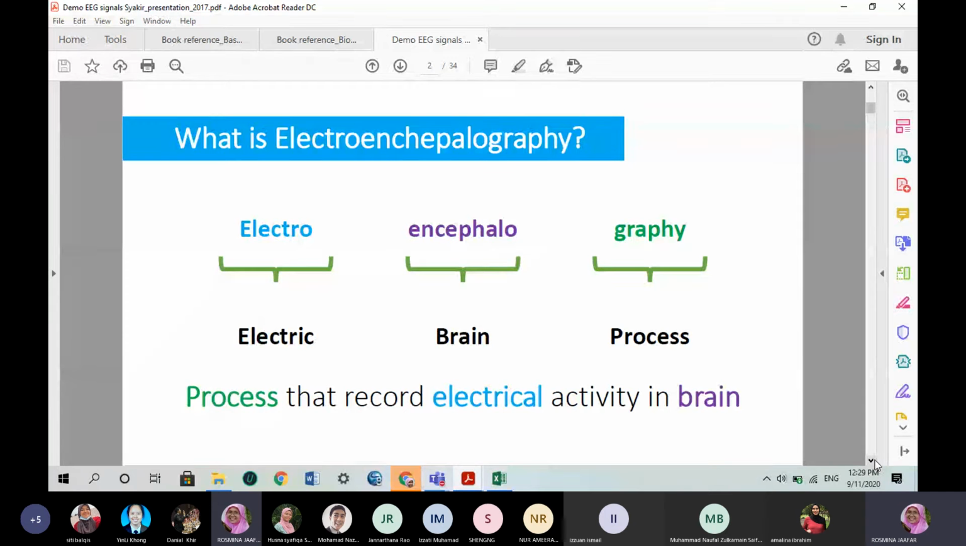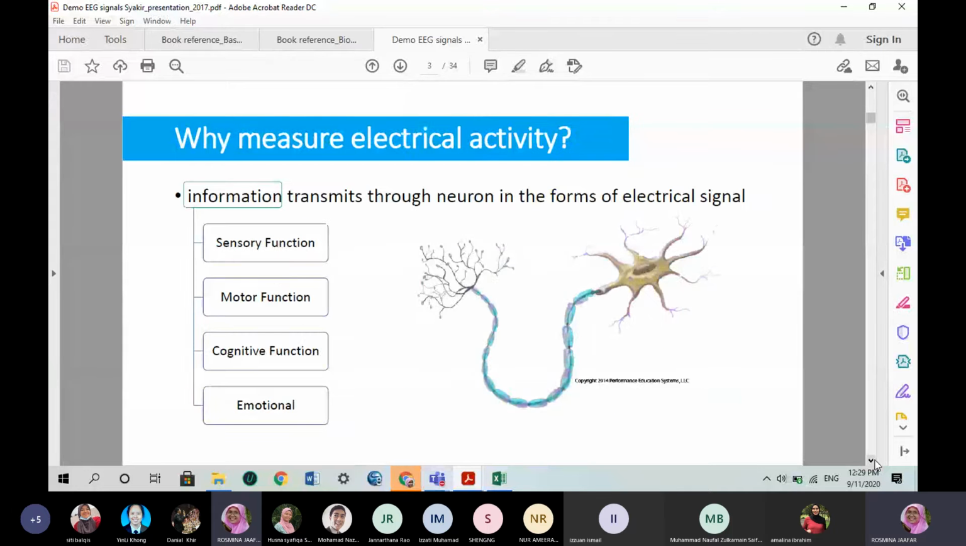Okay, let's recall. EEG stands for electroencephalography. Electro means electric, encephalo is the brain itself, and graphy is the process of getting the signal. So in a sentence we can say EEG is the process to record the electrical activity of the brain.